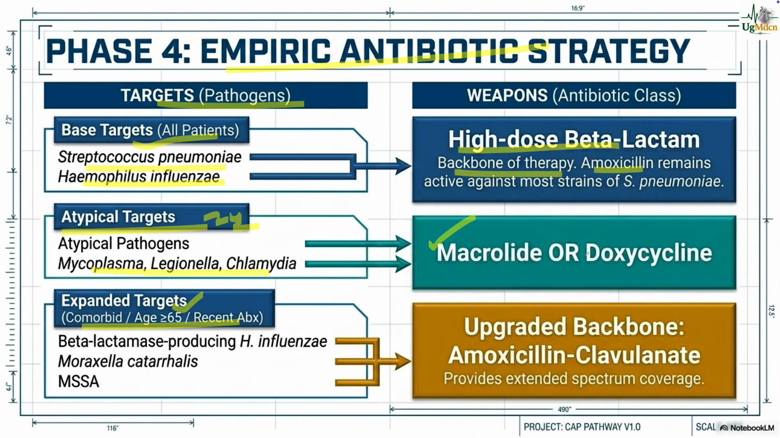The expanded targets include beta-lactamase-producing Haemophilus influenzae, Moraxella catarrhalis, and methicillin-susceptible Staphylococcus aureus, MSSA. These expanded targets require an upgraded backbone, namely amoxicillin clavulanate. It is often combined with a macrolide or doxycycline. The goal is to provide adequate coverage while avoiding unnecessarily broad-spectrum therapy.